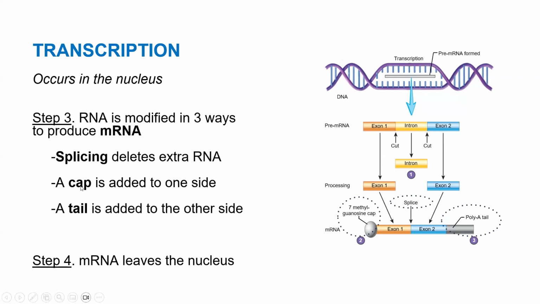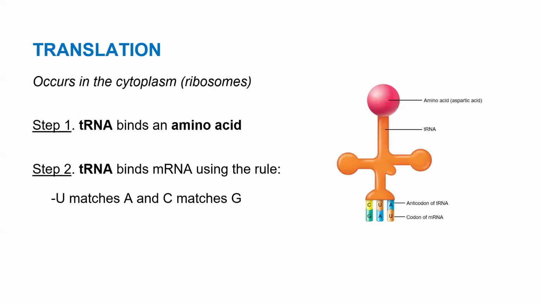We're also going to add a cap and a tail. What the cap and tail do, more or less, is tell us that that's where we're starting and that's where we're finishing. So the cap and tail is really just our start and our finish. mRNA is then going to leave the nucleus because now it's ready to find a ribosome that can actually produce the protein. Remember, this is going to occur in the cytoplasm, and namely our ribosomes.